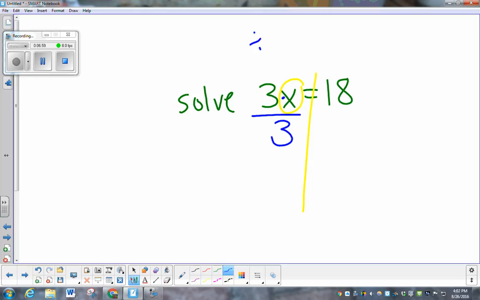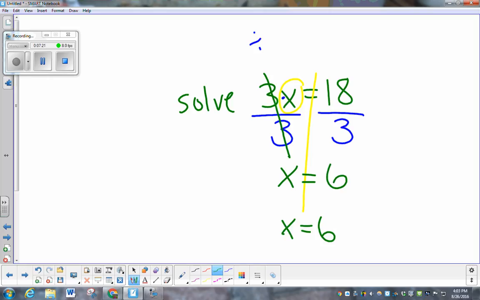So remember, whatever you do to one side, you have to do to the other side of your equation. So we're going to divide by 3 on both sides. This works because over here, 3 divided by 3 is 1, and 1 times x is just x. So I'm left with x equals 18 divided by 3, which is 6.